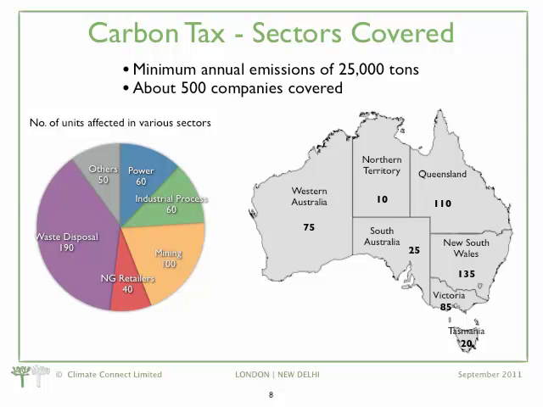Some of the major companies likely to be affected by the carbon scheme are Rio Tinto, BHP Billiton, Shell Australia, and MacArthur Coal. Most of these entities are located in three states: Queensland, New South Wales, and Victoria. Together, these states have at least 330 companies, or 66% of the total liable entities.